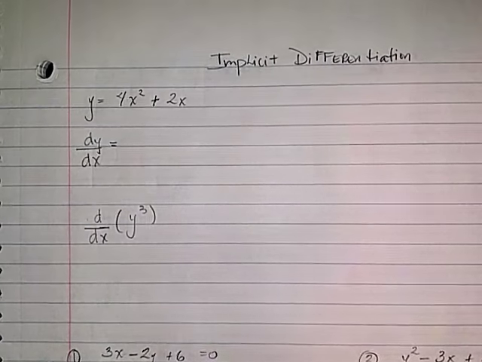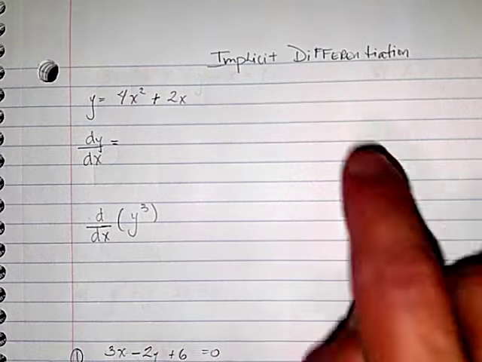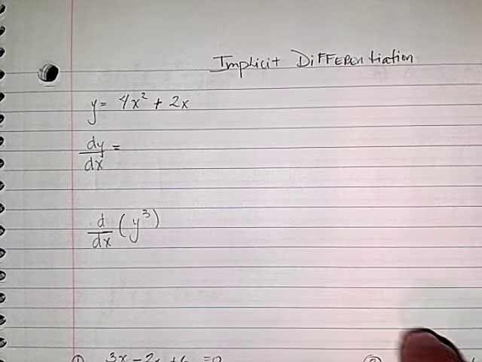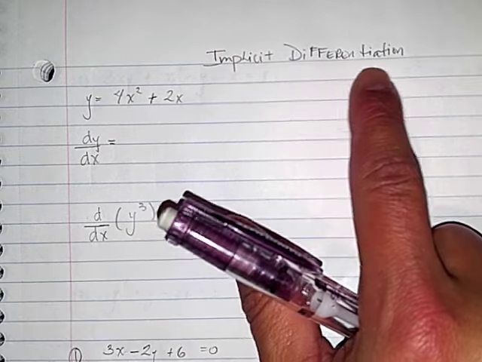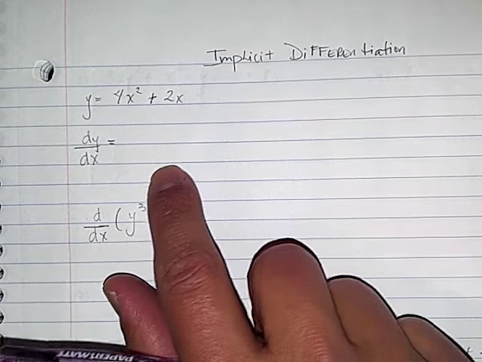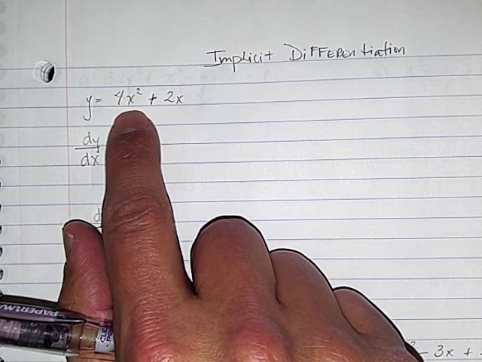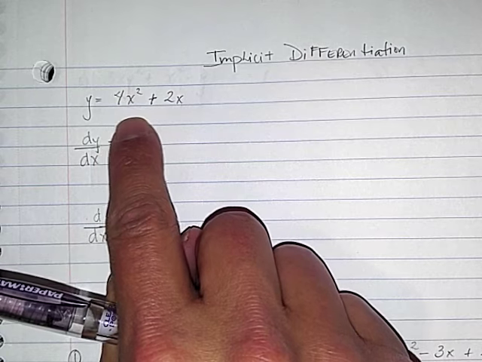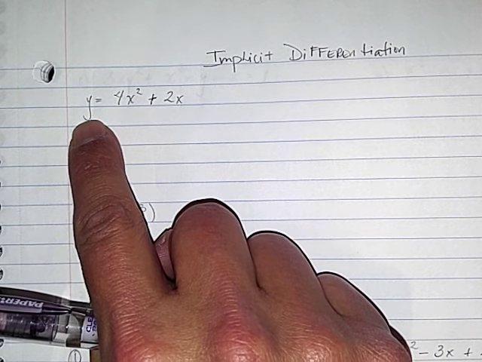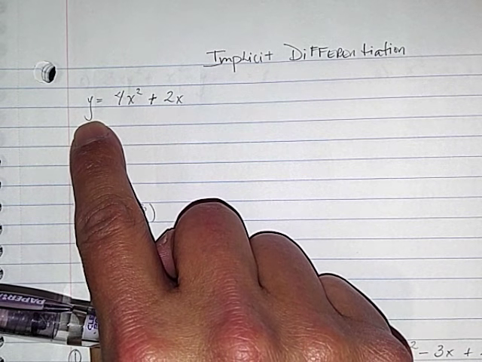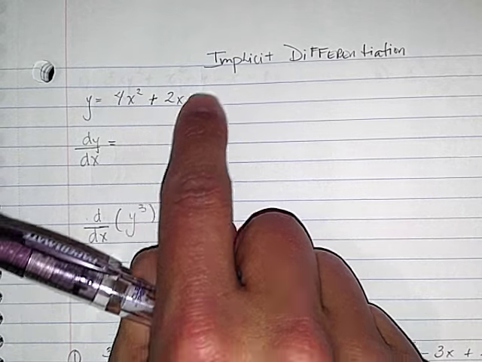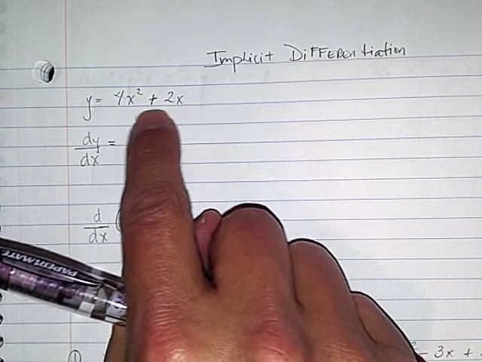Hey guys, I want to go ahead and talk about implicit differentiation. So let's talk about regular differentiation. Differentiation means it takes a derivative. Now, if you notice this one right here, it says y is equal to 4x squared plus 2x. All of this is just in terms of x, so we say this is written explicitly in terms of x. It's explicit. It tells us exactly what it wants us to do.